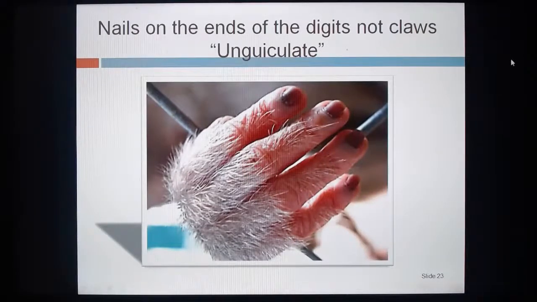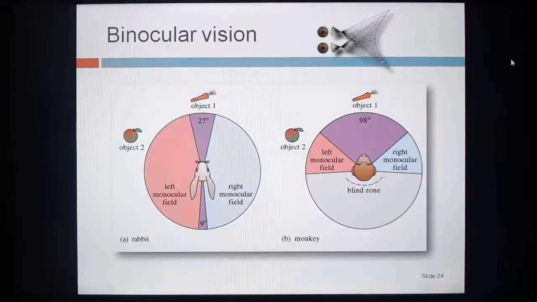Nails on the end of digits, not claws. Unguiculate. Here we see a monkey who needs a manicure. Actually, the nails are pretty good. But you see there's nails on the end of these fingers and not claws, just like you and me. We often say, oh, they're so much like us. We're like them. Primates have been around for over 50 million years. We've been around in our current modern Homo sapiens condition for about 200,000 years.